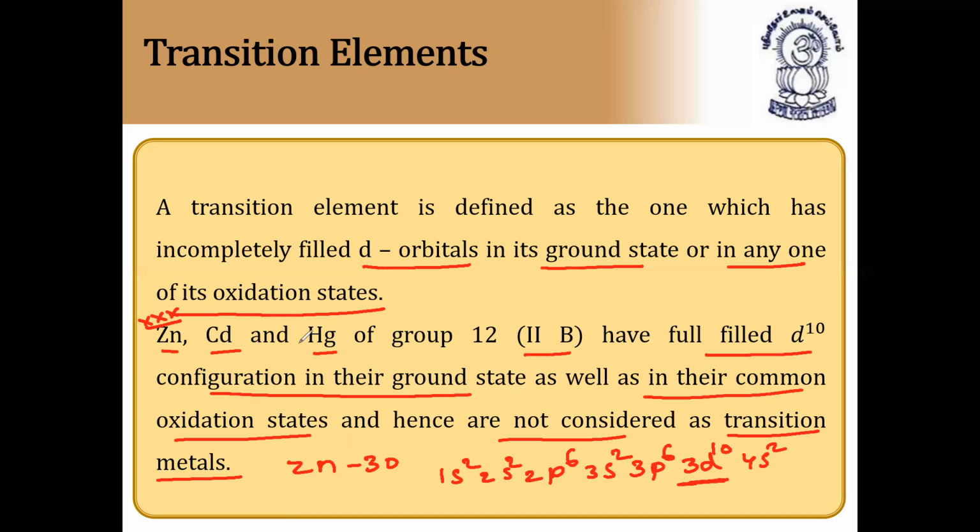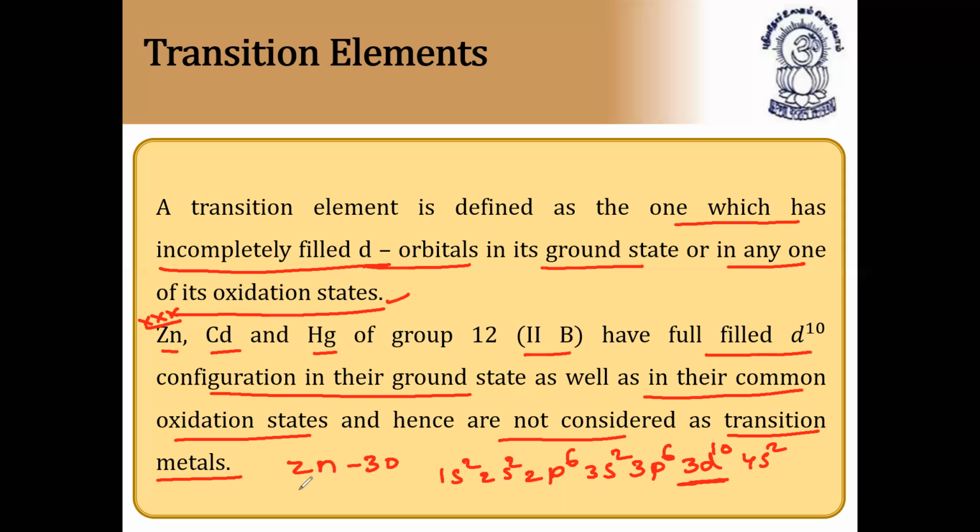So zinc, cadmium, mercury contain fully filled d orbitals, completely filled d orbitals. That's why they are not considered transition elements, because a transition element is defined as one which has incompletely filled d orbitals in its ground state or in any one of its oxidation states. But zinc, cadmium, and mercury have the filled d10 configuration in their ground state as well as in their common oxidation states.